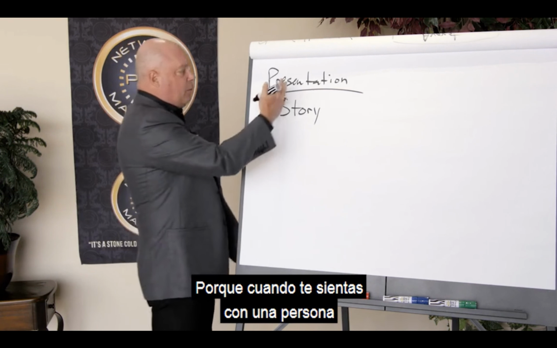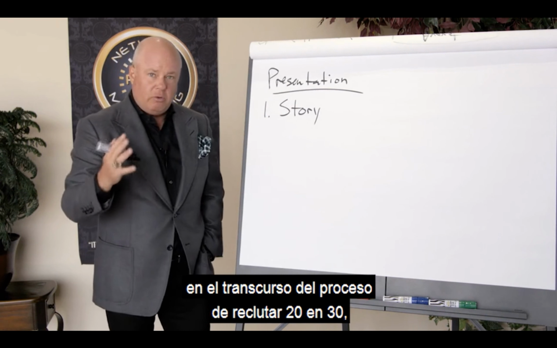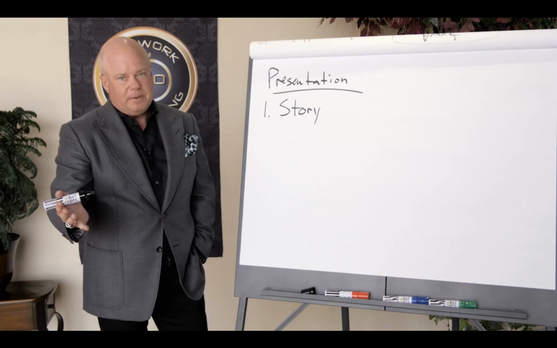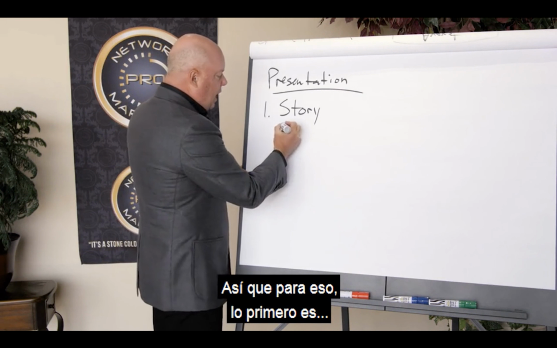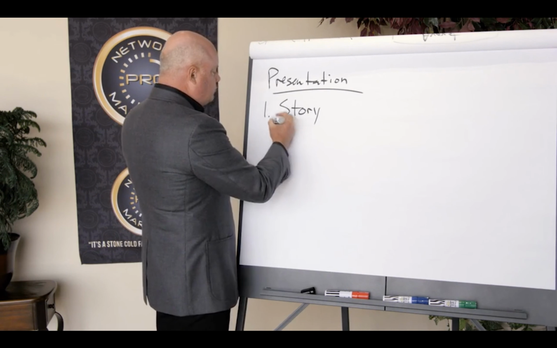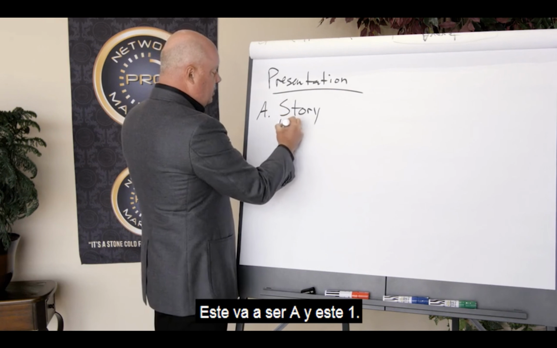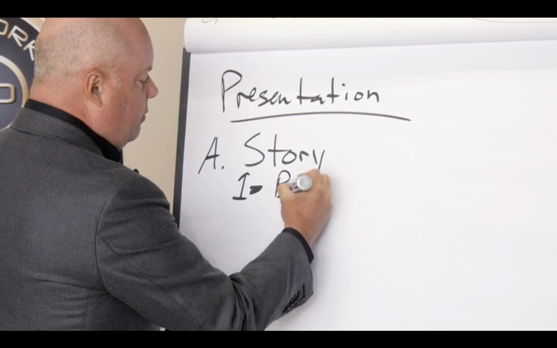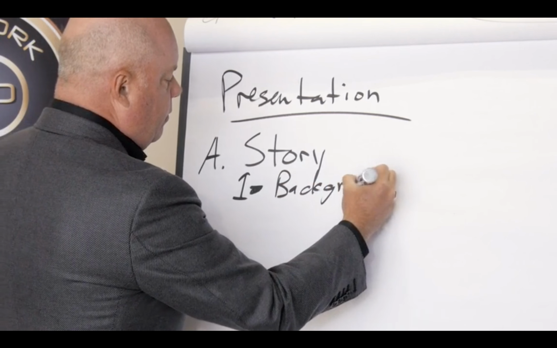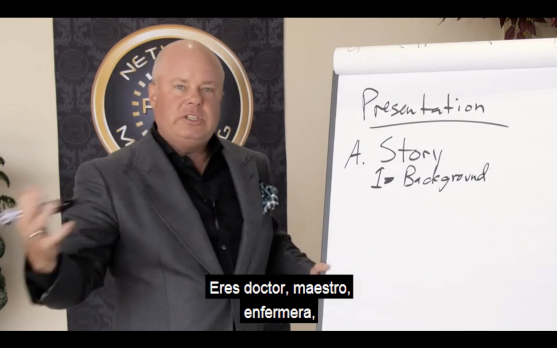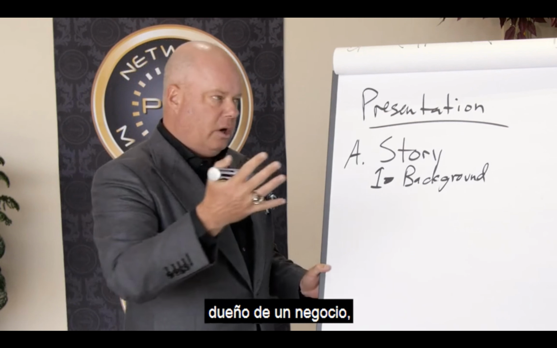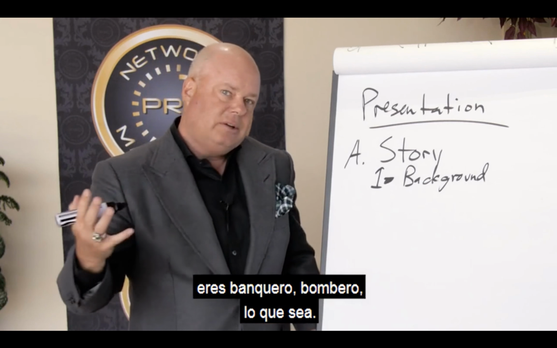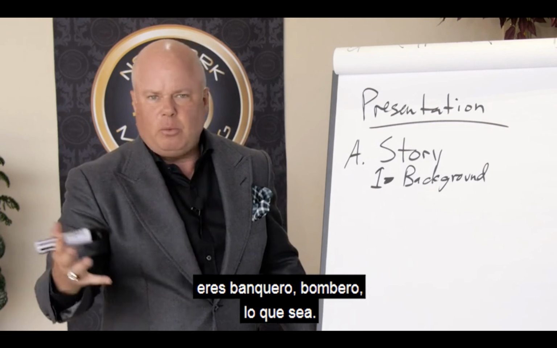Because when you sit down with a person, one of the first things you're going to do over the course of this Recruit 20 in 30 process is you're going to tell your story. So in that, the first is, I'll just make this A and then I'll make this 1. Part 1 is your background. You're a doctor, you're a teacher, you're a nurse, you're a business owner, you're an employee for some company, you're a salesperson, you're a banker, you're a firefighter, whatever it happens to be.